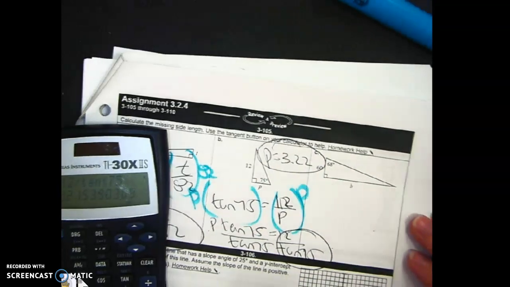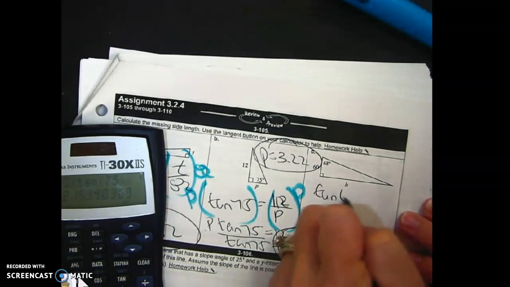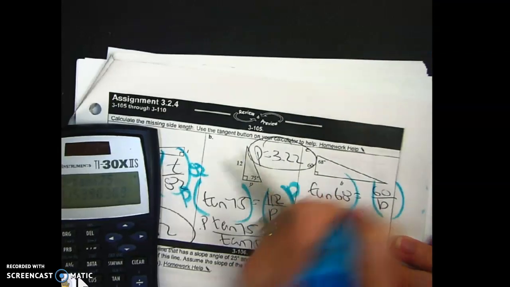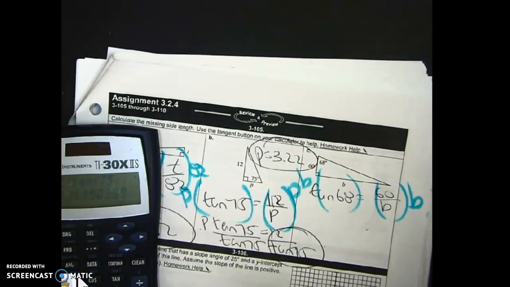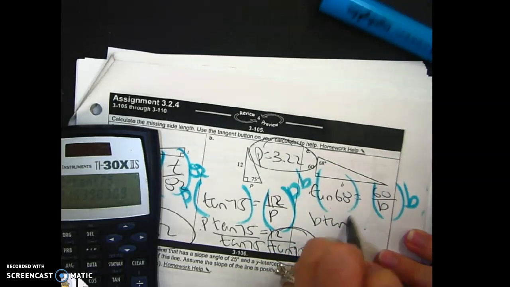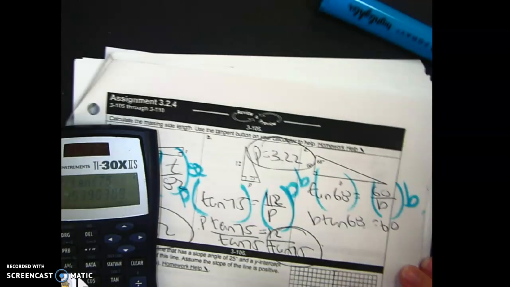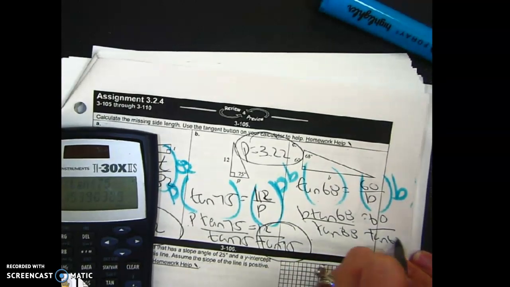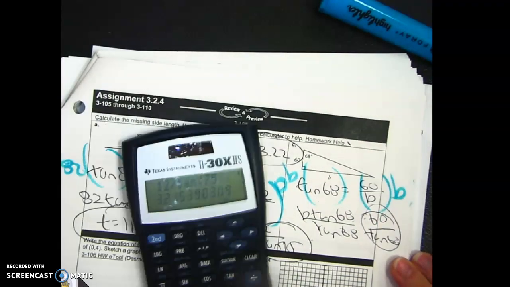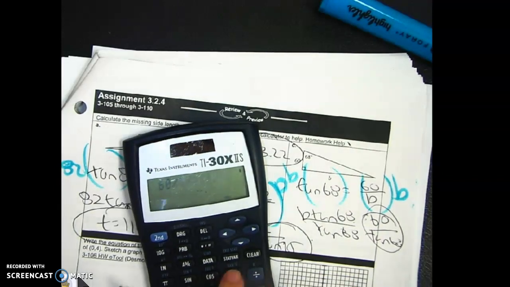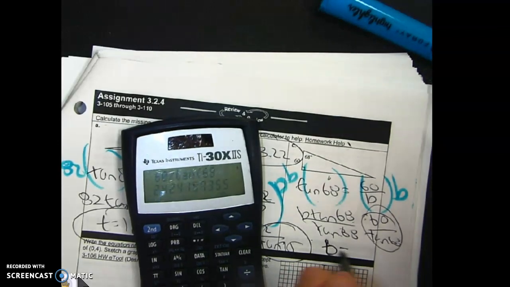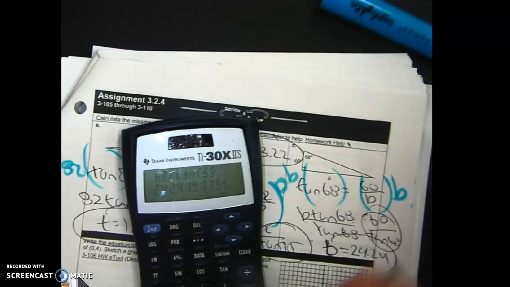Do the next one. Tan of 68 equals 60 over b. Multiply both sides by b. b tan 68 equals 60. Divide by tan 68. Plug that into the calculator. And I get b equals 24.24. Okay.